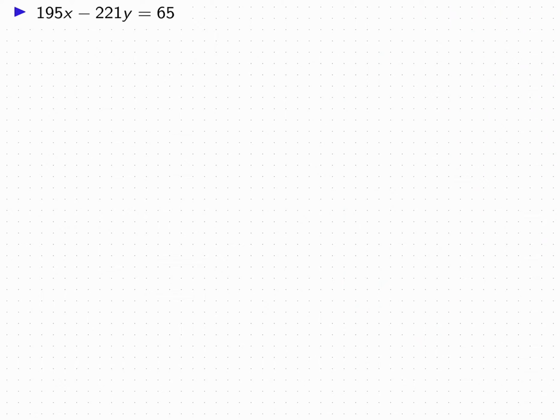Let's look at our first example: 195x minus 221y equals 65. Before we go too far, let's see if this will have a solution by checking that first. The way we check to see if the solution exists is we need to find the GCD of 195 and 221 and check, does it divide 65?